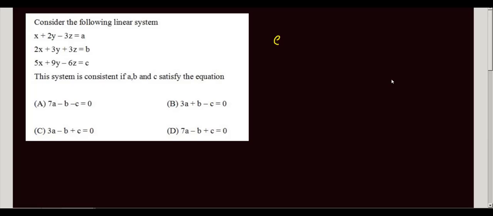Given a system of equations, the system is consistent. We know that AX equal to 0 is a homogeneous equation, and AX not equal to 0 is a non-homogeneous equation. So the given equations are homogeneous. For the system of equations to be consistent, the rank of matrix A equals the rank of the augmented matrix.